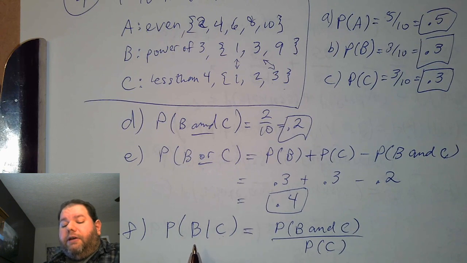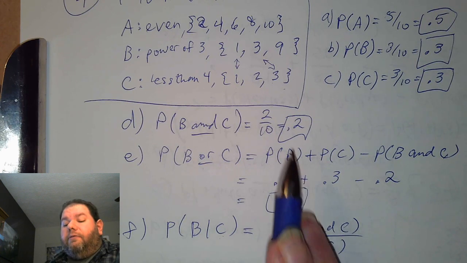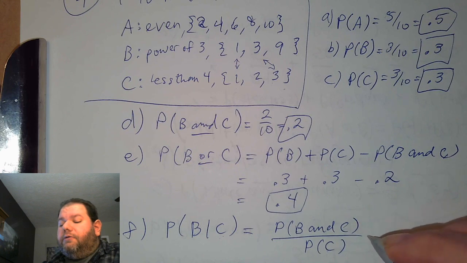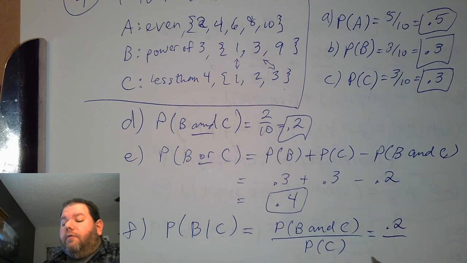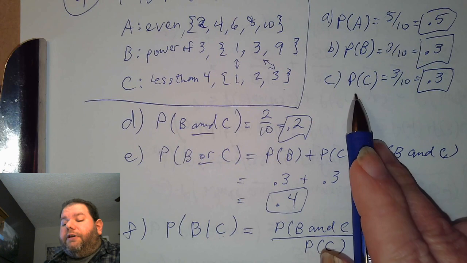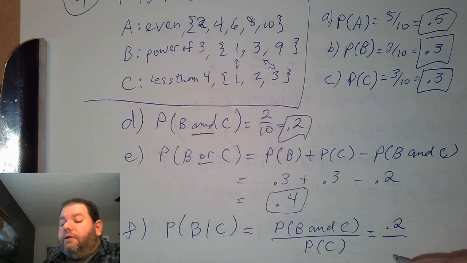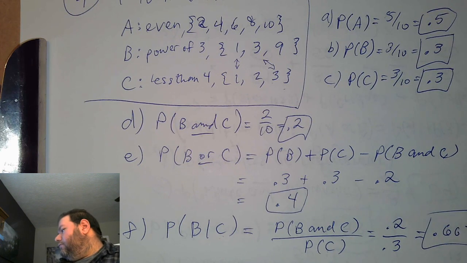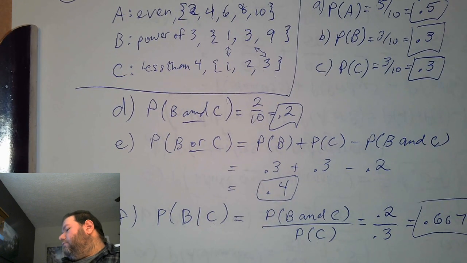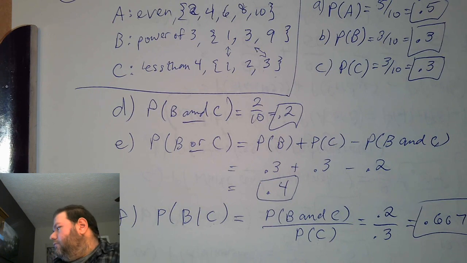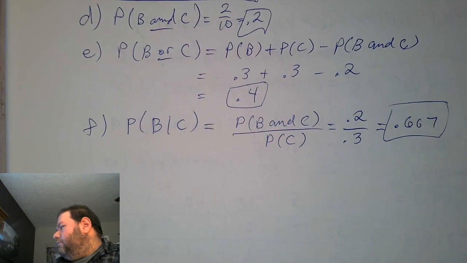Now in this problem, again, all these values we've already found, so we just have to plug them in. Probability of B and C, we saw that was 0.2. Probability of C, we already calculated that as 0.3. And so dividing those, we get 0.667.